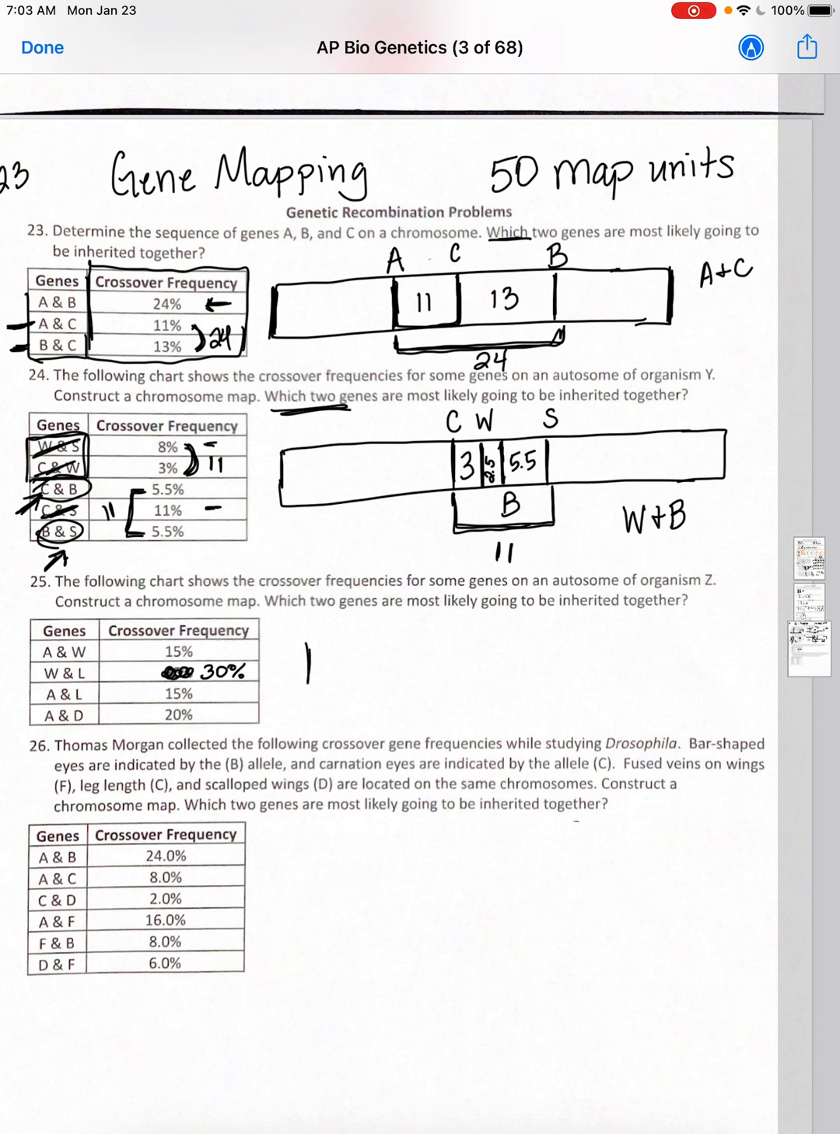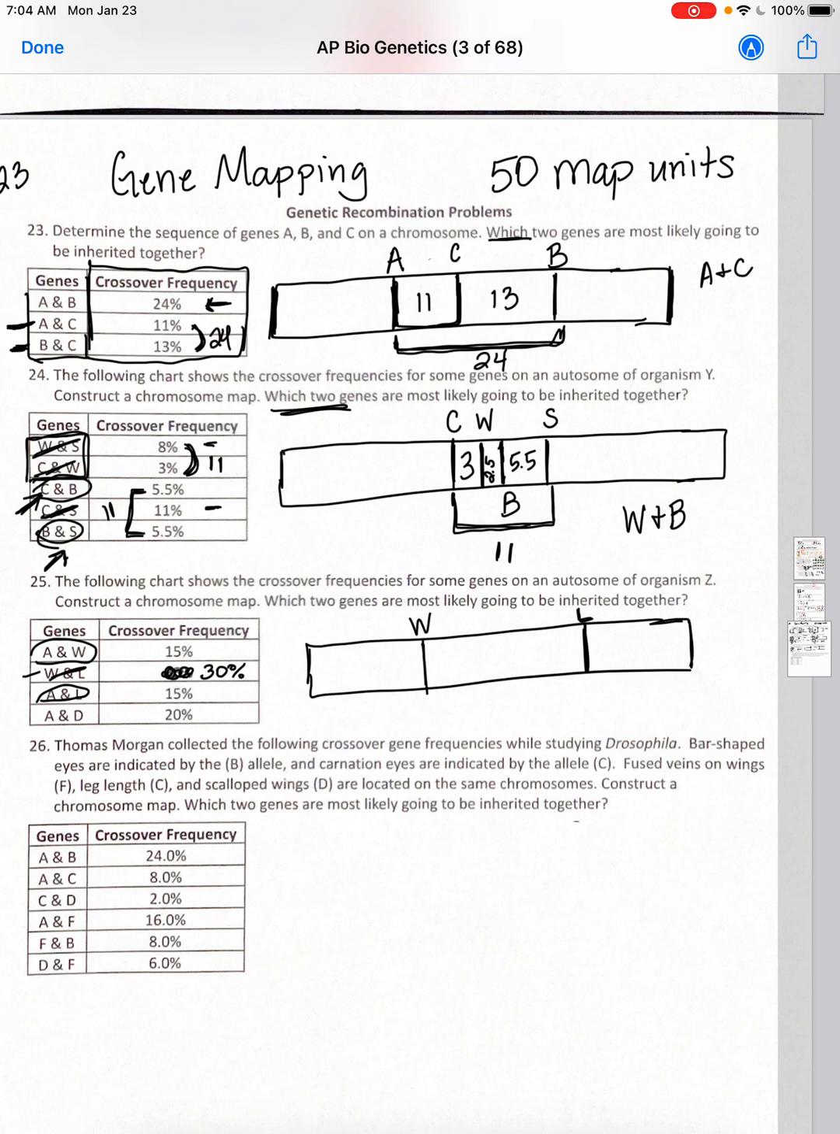So for 25, again, we're starting with a beautiful rectangle. We always start with the biggest percentage, which is our W and our L. So W and L is 30, so that's a pretty decent distance apart. So this is W, and this is L, right there. Okay, so that takes care of that. Our next distance is A and D, but I don't know anything else about D. So I'm actually going to go to A and W and A and L, because I have W and L on my thing. I'm going to try to figure out where A is.